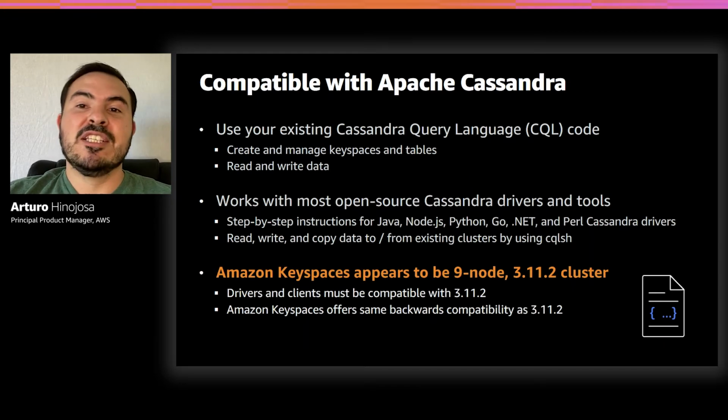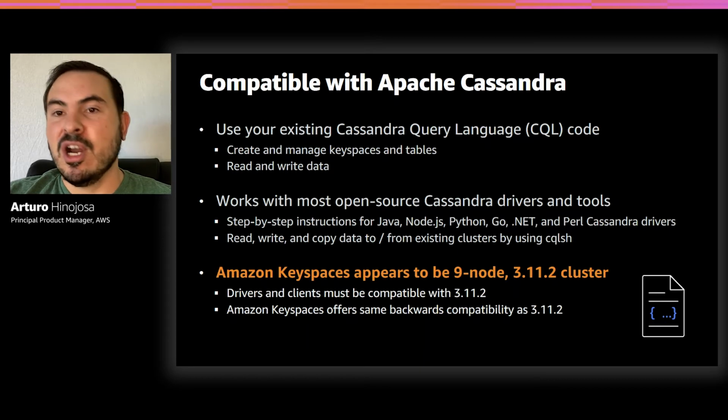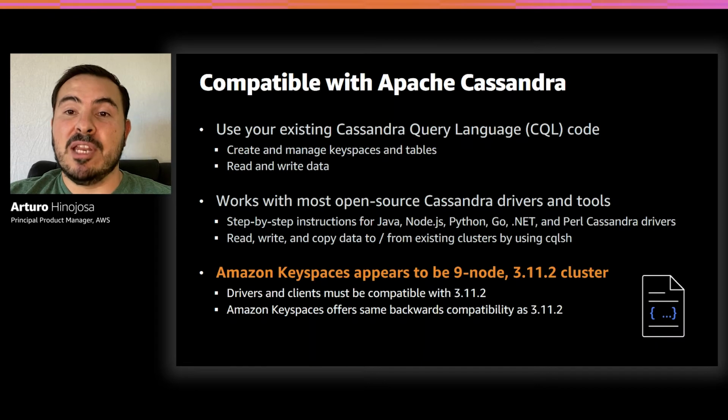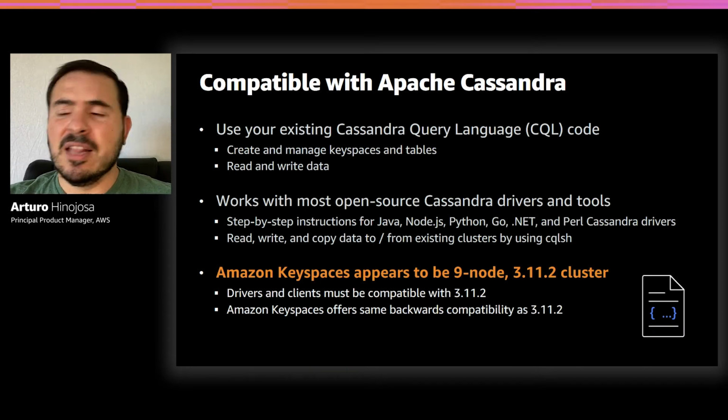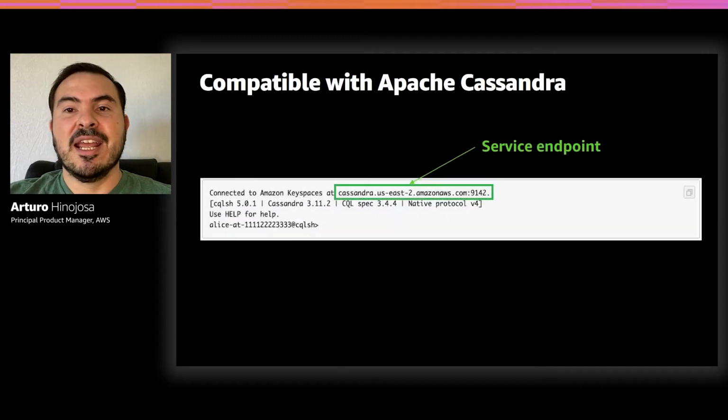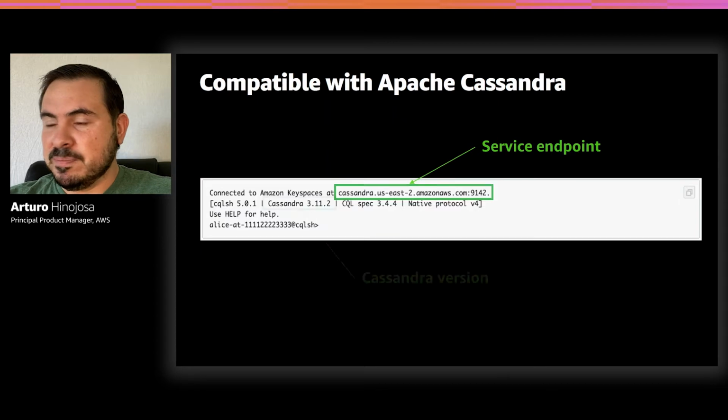So if you got some CQL code that you run in your Cassandra 2 cluster or 2.x cluster, odds are it's going to work with Keyspaces because we offer that same backwards compatibility as Apache Cassandra 3.11.2. So when a client connects, all you have to do is change the service endpoint or the cluster URL in your driver configuration with the service endpoint for Keyspaces in whichever region you want to use. And when you connect, your driver is just going to see a Cassandra 3.11.2 cluster. It's going to be pretty much indistinguishable.